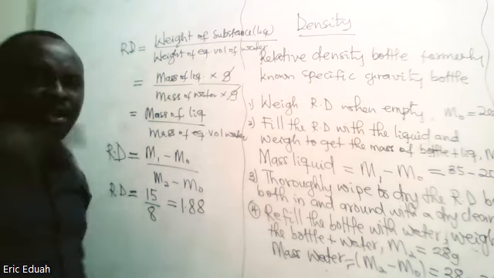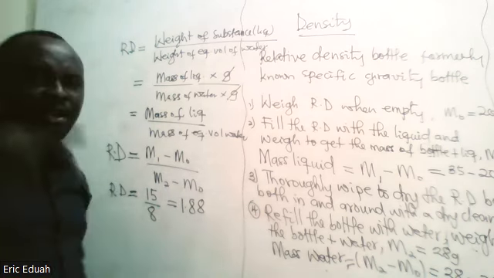Let's turn our attention to the other side of the board. I want to adjust the screen. We are defining RD to be equal to either density of a substance divided by density of equal volume of water. Okay, we calculated and got the RD to be 1.88. So RD is equal to 1.88.